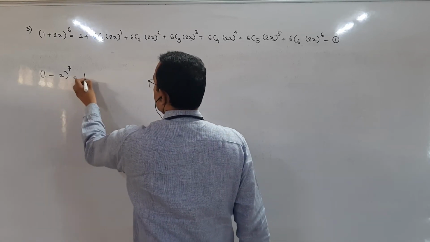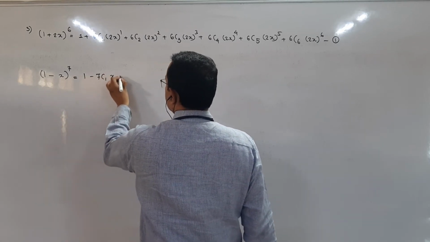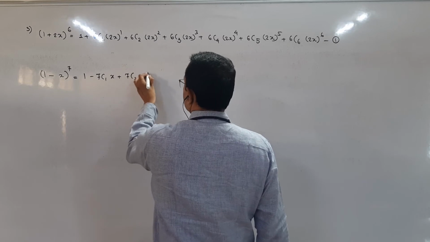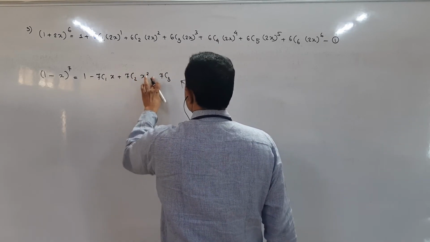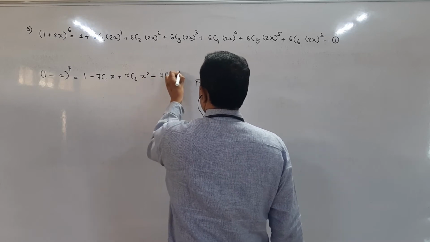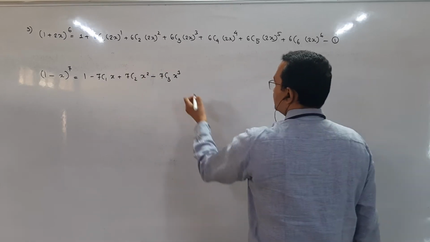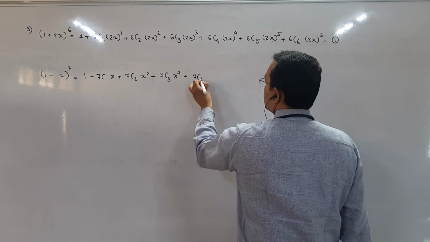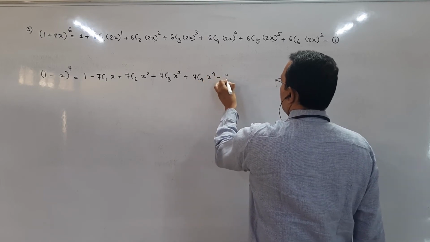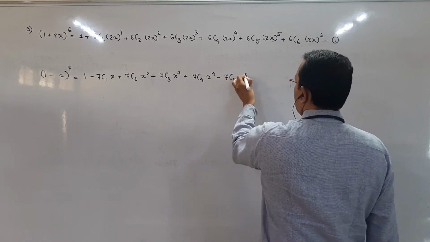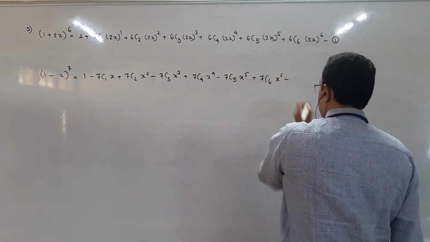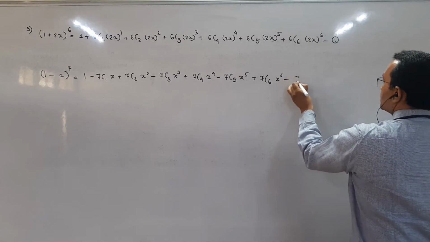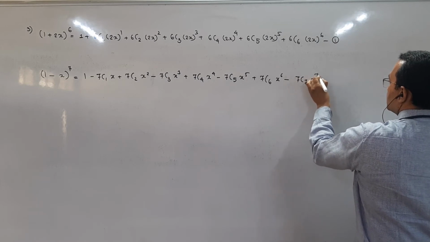Here the terms alternate in sign: 1 minus 7c1 x plus 7c2 x squared minus 7c3 x cubed plus 7c4 x raised to 4 minus 7c5 x raised to 5 plus 7c6 x raised to 6 minus 7c7 x raised to 7.